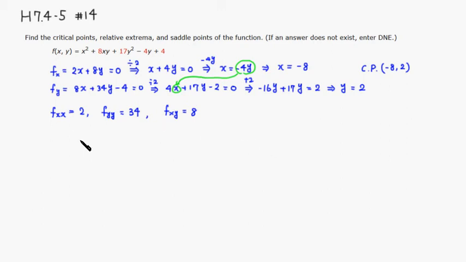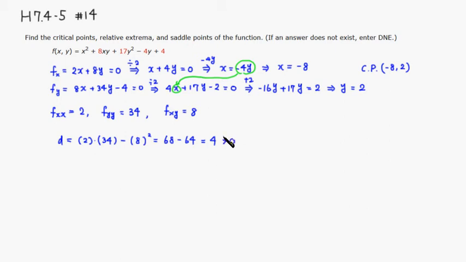Then we look at the quantity D. D is going to be 2 times 34 minus 8 squared. So that's going to be 68 minus 64, and that's going to be equal to 4. So D came out to be 4, which is positive.